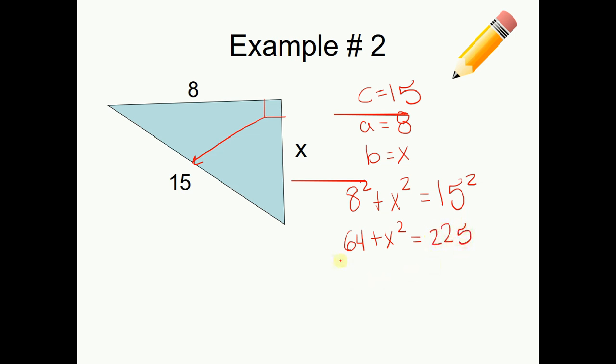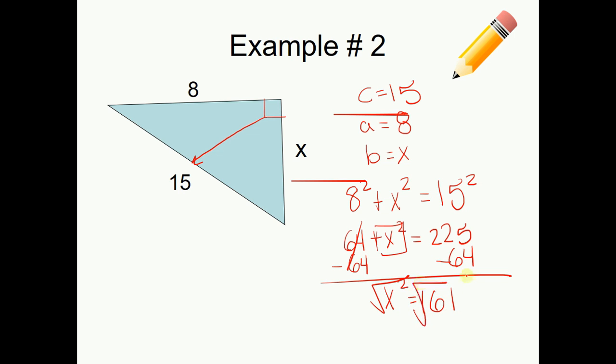225. There we go. I need x squared alone, so I'm going to subtract 64, because otherwise I can't square root. x squared equals 225 minus 64. That's another number I don't know. That would be 161. Square root both sides. Simplifying 161.